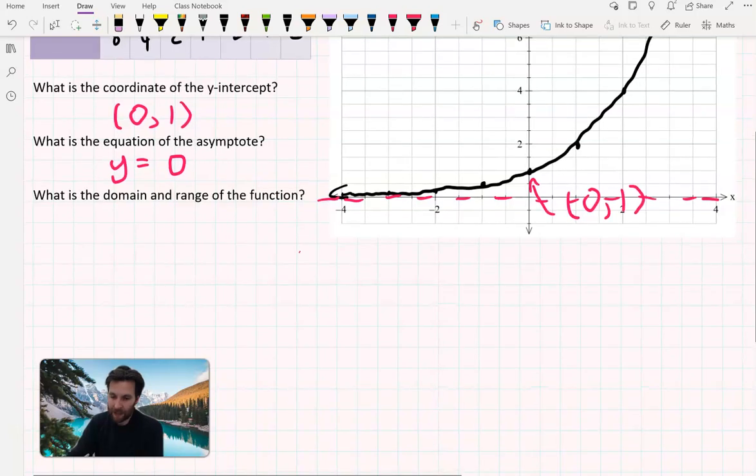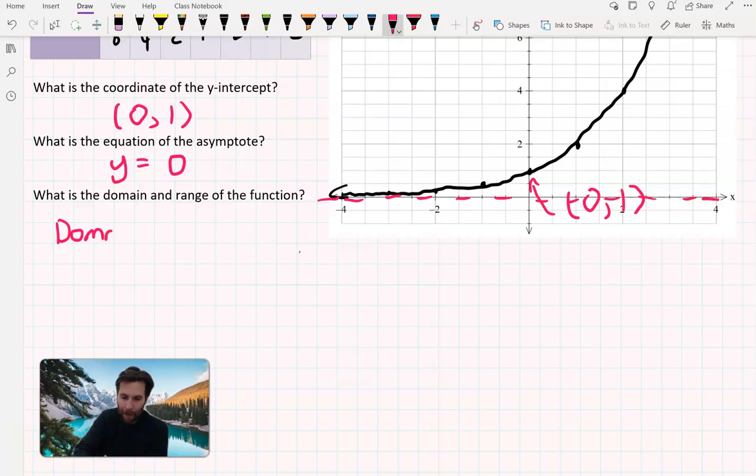And then lastly, what is the domain and range of the function? So if we consider the domain first, we will have a look at this. If we went towards negative infinity, all of those values are going to become part of our function. Same for going to positive infinity as well. So I'm going to write that as negative infinity and positive infinity.